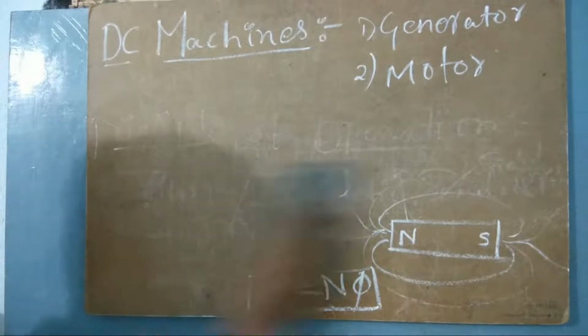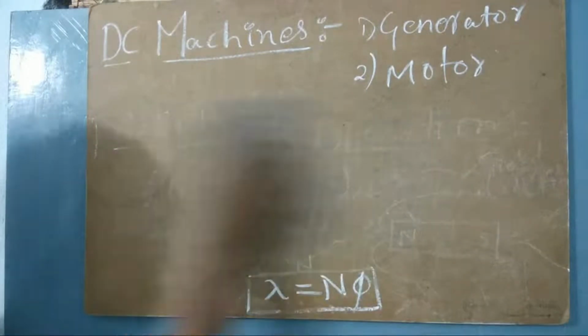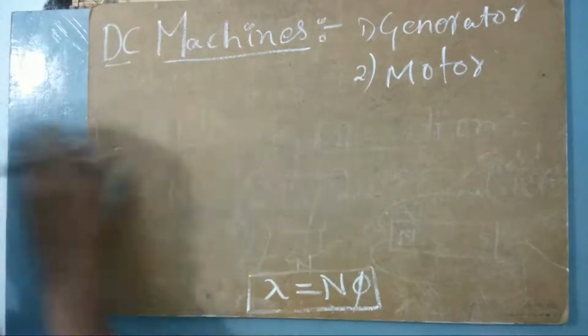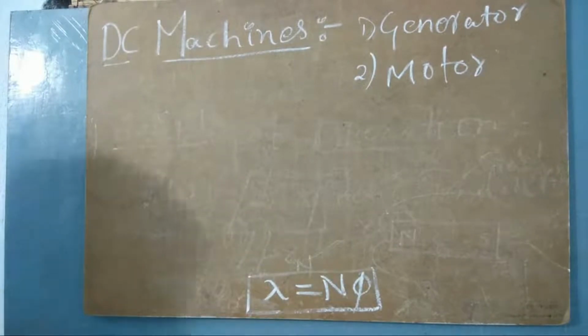Just lambda equals n phi is enough, okay? Don't worry about any other thing. Lambda equal to n phi is almost sufficient.